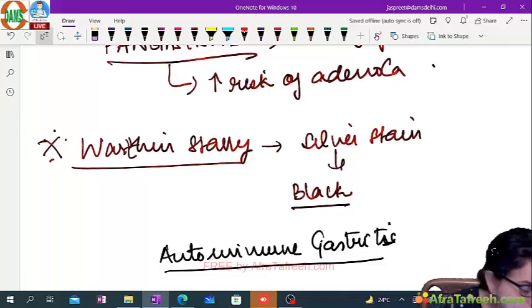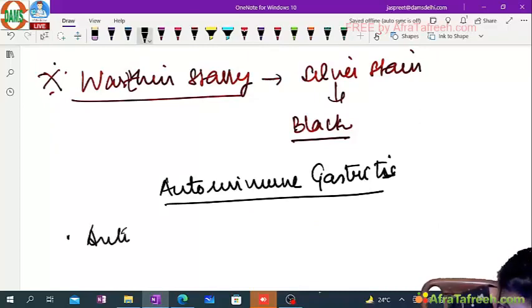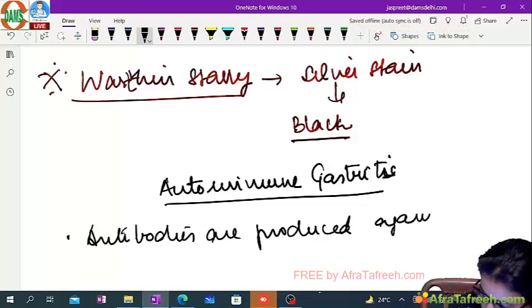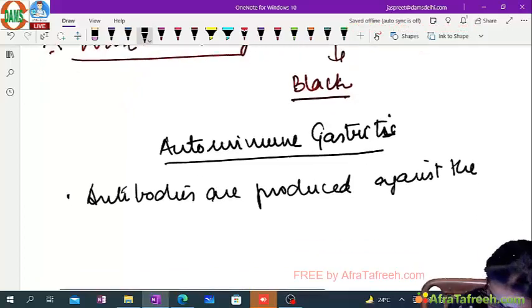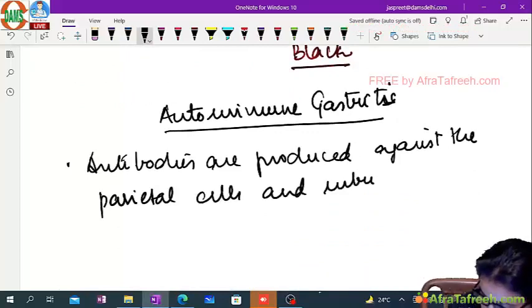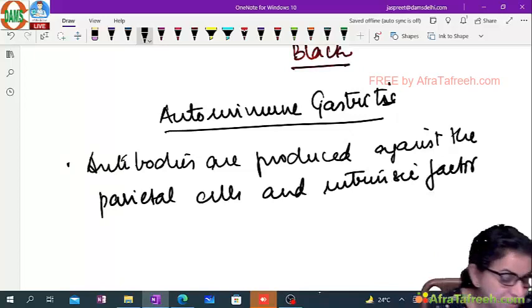Now coming to autoimmune gastritis. As the name suggests, it is autoimmune. So in autoimmune gastritis, antibodies are produced. It's an autoimmune disease where antibodies are produced against the parietal cells and intrinsic factor.